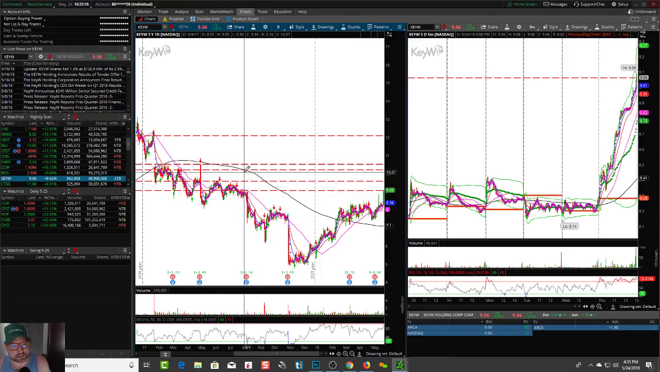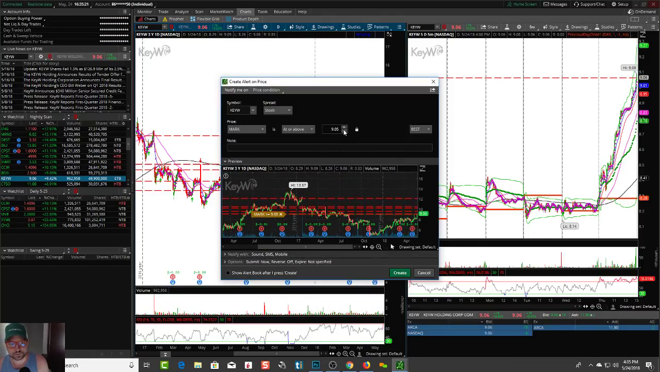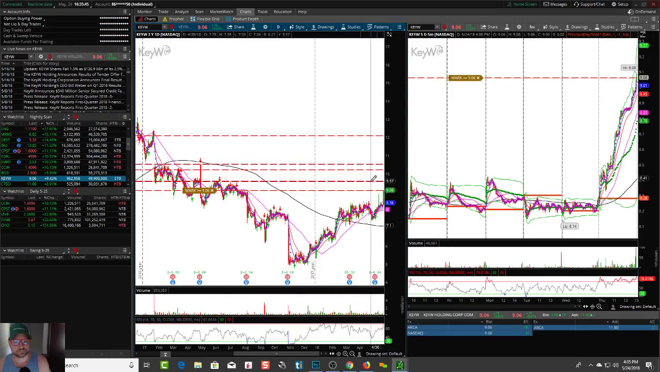I'd say probably $9.50 to $10 resistance if it does continue. Watch for potential continuation with resistance between $9.50 and $10. See if you can break $9, $9.50 to $10, and then it just keeps going up from there. KEYW.